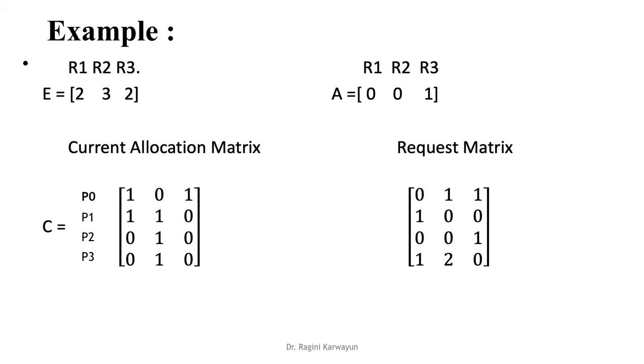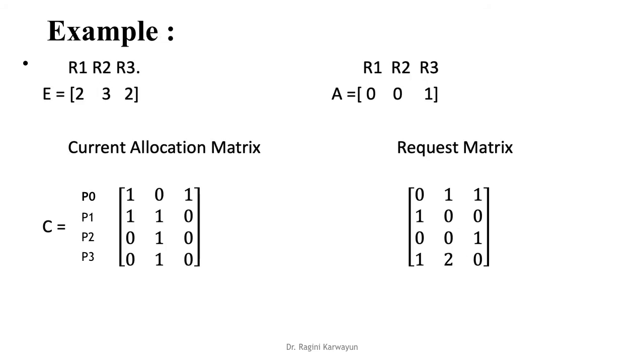So for the same resource allocation graph we discussed, there were 3 instances of R1, 3 instances of R2 and 2 instances of R3. Available was only 1 instance of R3. R1 and R2 were all allocated. So this was the allocation matrix of that particular graph. P0 had 1 R1 and 1 R3, P1 had 1 R1 and 1 R2, P2 had 1 R2 and P3 also had 1 R2, and these were the request matrix that each process was requesting for.